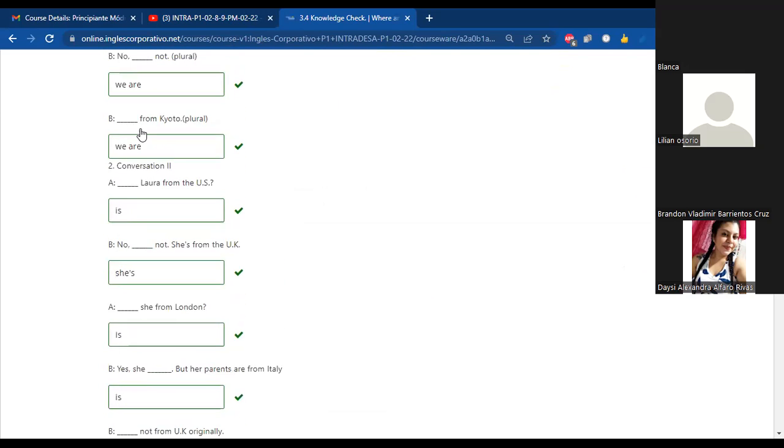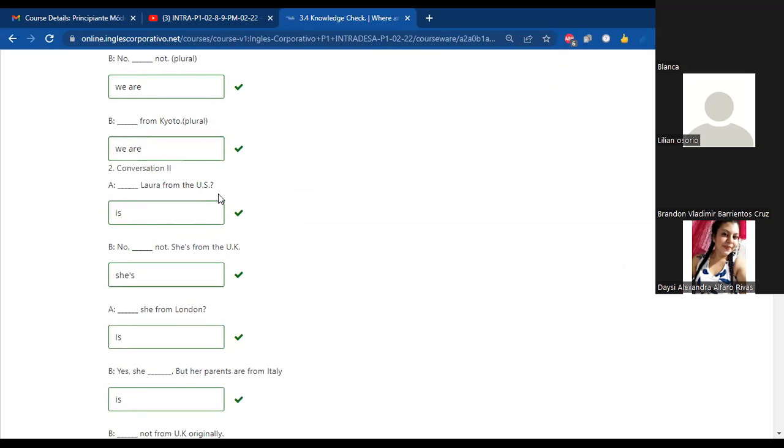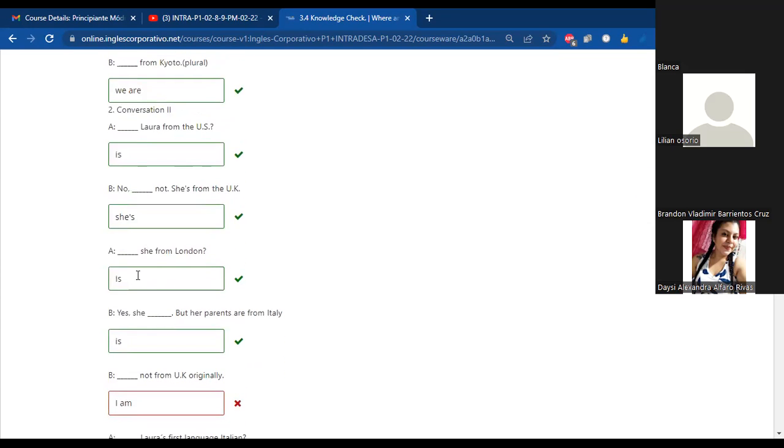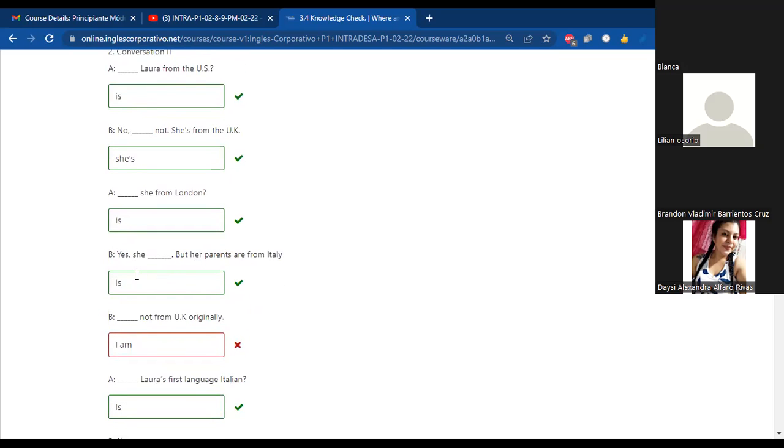This one is here. Is Laura from the United States? No, she's not. She's from the UK. Is she from London? Yes, she is. But her parents are from Italy.